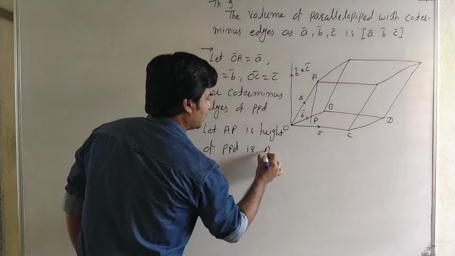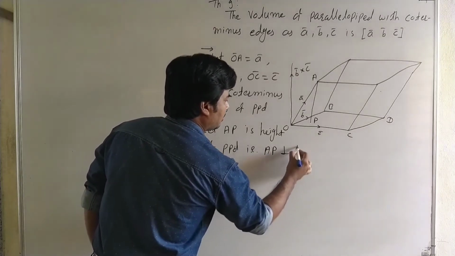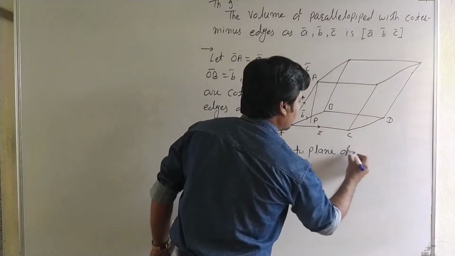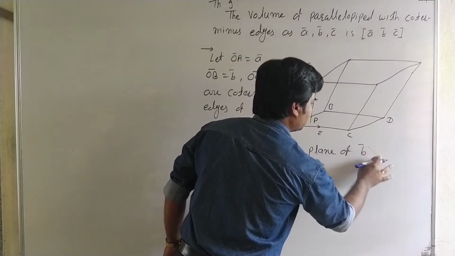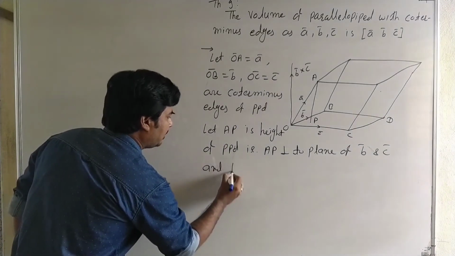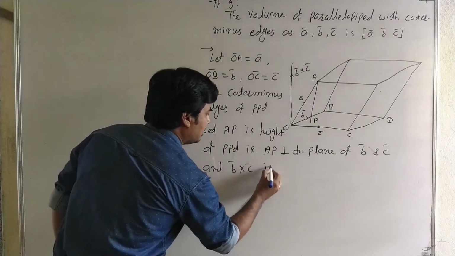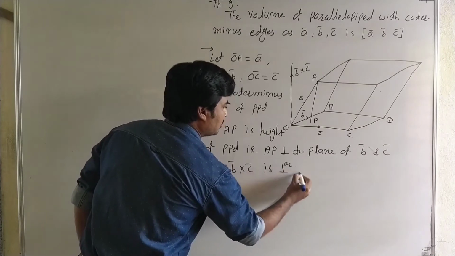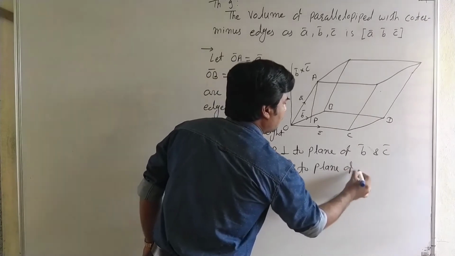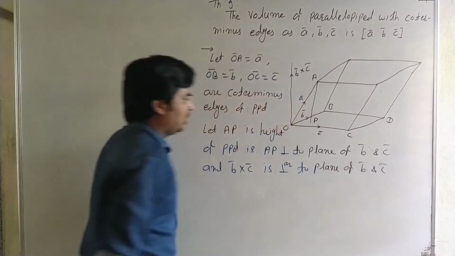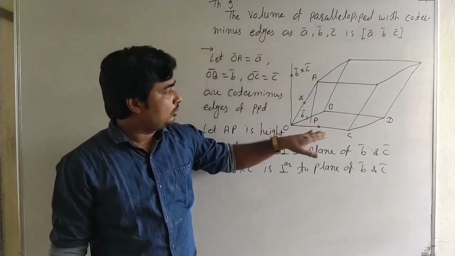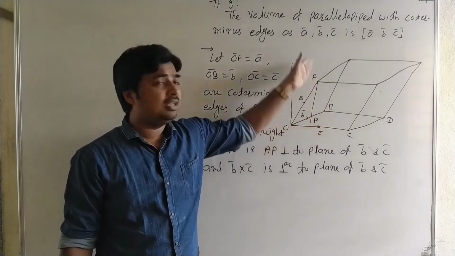That is AP perpendicular to the plane of B bar and C bar, and the vector B bar cross C bar is perpendicular to the plane of B bar and C bar. Now we want to find the volume of the parallelepiped. Now volume of the parallelepiped is base area into height.